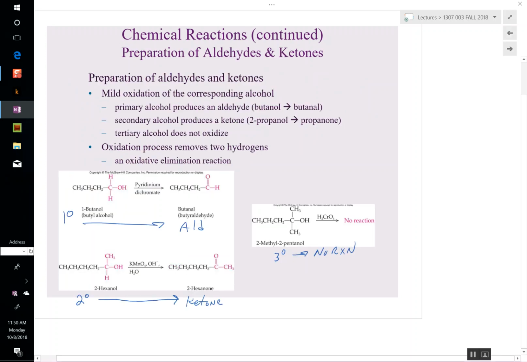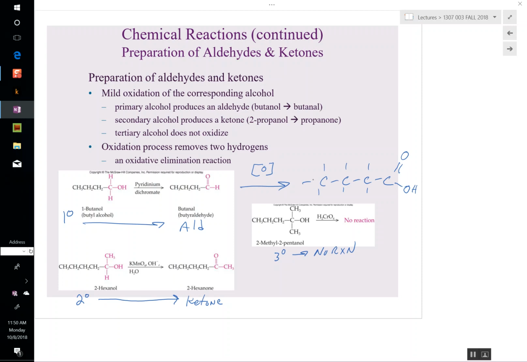So here the 1-butanol forms butanal, and it can oxidize further, and it would form butanoic acid. Don't worry about the name. That comes in chapter 14, naming these. But that is the acid. That's a carboxylic acid. Aldehyde, carboxylic acid. We keep the carbon-oxygen double bond, we add another oxygen. That's oxidation. Addition of oxygen, loss of hydrogen.